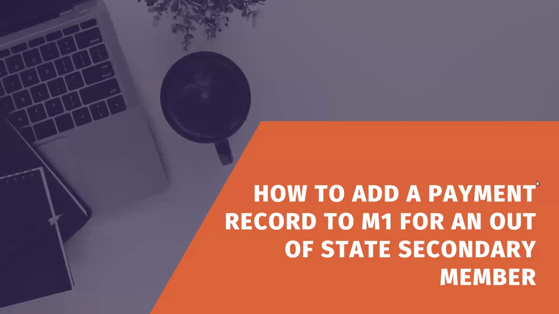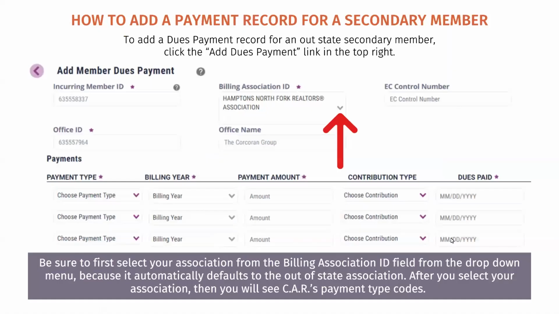All right, so let's talk about how to add a payment record to M1 for an out-of-state secondary member. To add a dues payment record for an out-of-state secondary member, you just want to click on the Add Dues Payment link in the top right-hand corner, right? Once you do that, the next step is to click where it says Billing Association ID. This is important because the system automatically defaults to the out-of-state association.